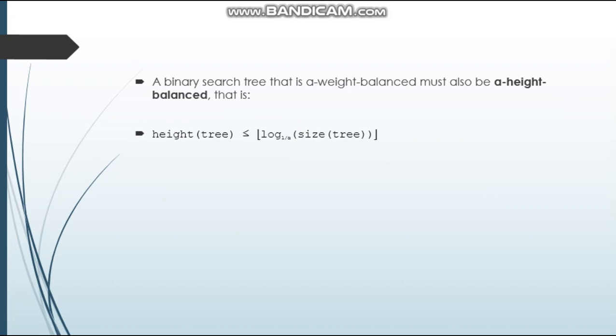A binary search tree that is alpha weight balanced must also be alpha height balanced, that is, height of tree should be less than log to the base inverse of alpha of size of tree. Violation of this height balance condition can be detected at insertion time, and this implies that a violation of the weight balance condition must exist. This makes scapegoat trees similar to red-black trees in that they both have restriction on their height.